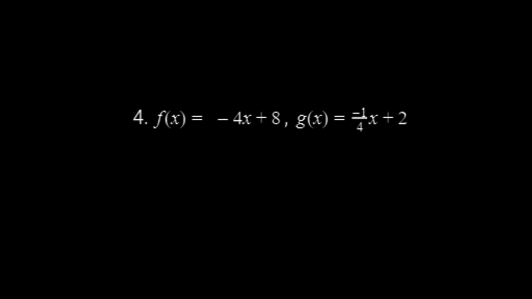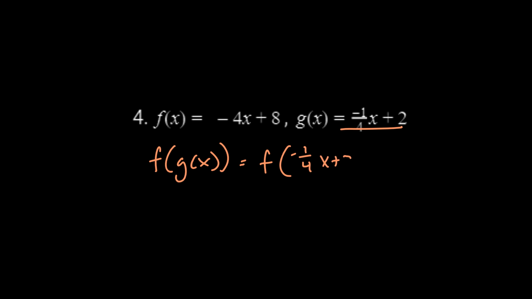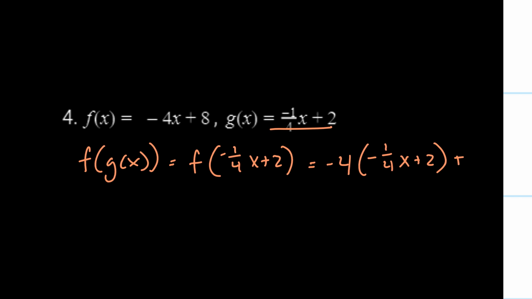All right, number 4. So we're first going to do f of g of x. So I'm going to take g of x in its entirety and put it in for x in f of x. So negative 1/4 x plus 2 is going to replace x wherever we see it. So it's going to be negative 4 times negative 1/4 x plus 2. And then we can't forget about that plus 8 on the end.